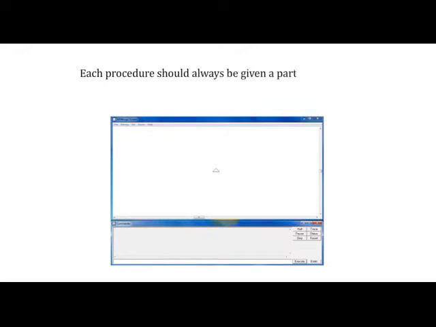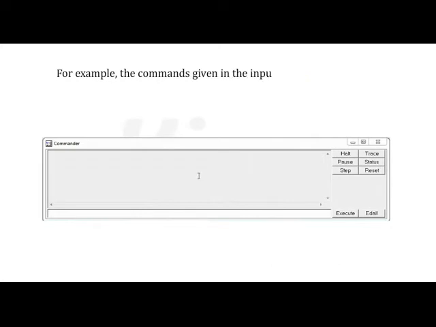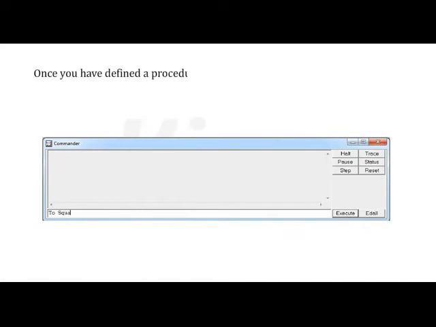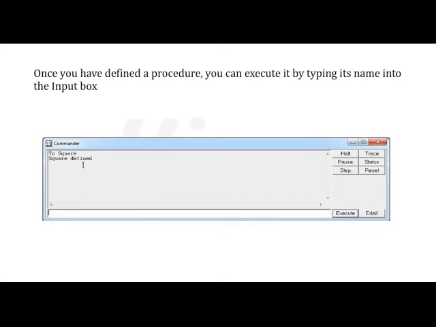Each procedure should always be given a particular name. For example, the commands given in the input box to draw a square can be given a name, square. Once you have defined a procedure, you can execute it by typing its name into the input box and pressing the Enter key. A procedure has three parts: title line, body, and end line.